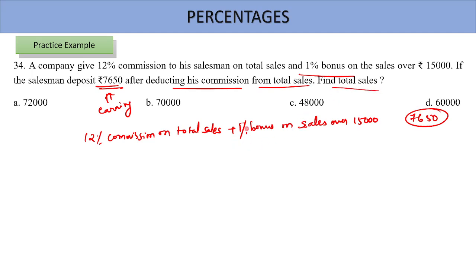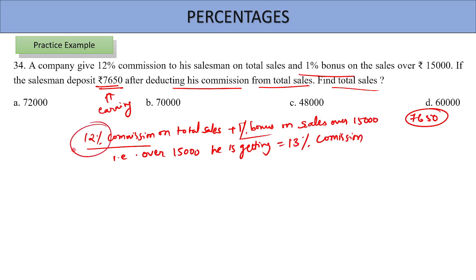So you see over here, 12% is the commission on the total sales and 1% bonus on the sales above 15,000. That means over 15,000, he is getting this 12 percentage commission also and this 1 percentage bonus also. He is getting a total of 13 percentage commission. 12% was already there and this 1 percentage bonus. It's a net of 13 percentage.